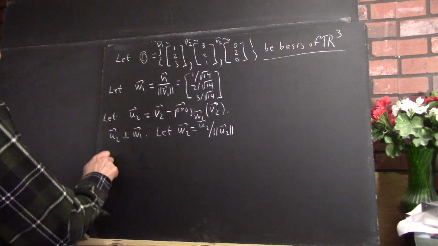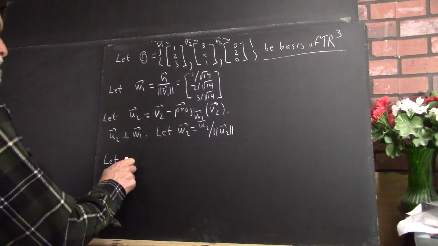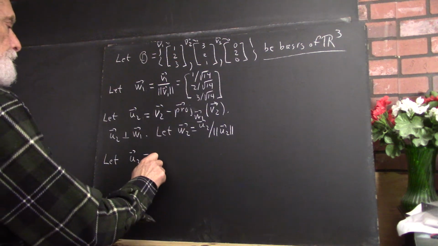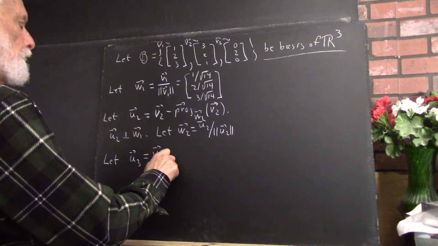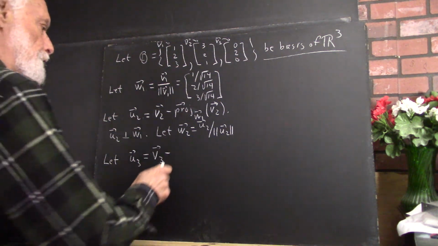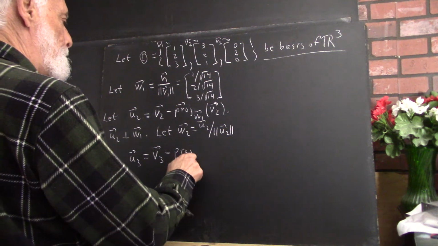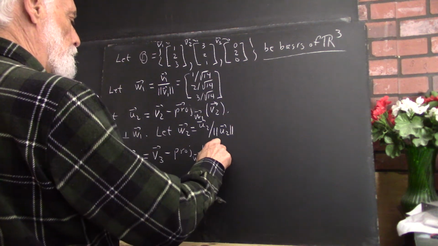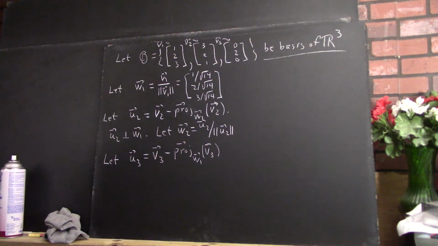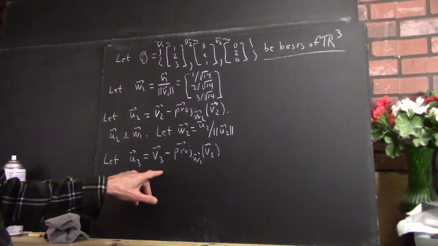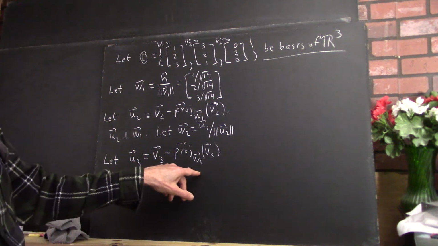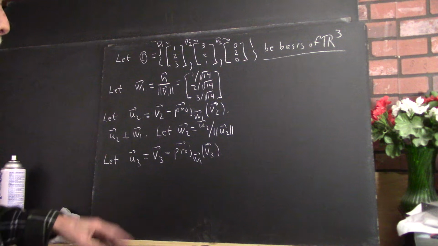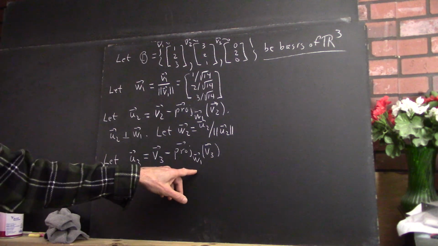Okay, now let U3 equal V3 minus the projection onto W1 of V3. And this is going to subtract off the part of V3 that's parallel to W1, meaning the part that's parallel to V1 actually. Okay? So we subtract that off.